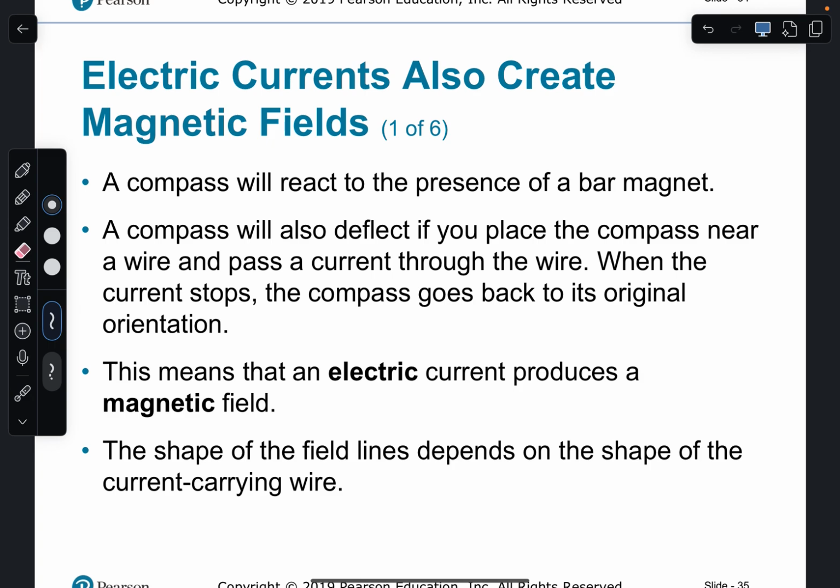A compass will react to the presence of a bar magnet, but it will also react to the presence of a current. When your phone is not plugged in anymore, you don't get a current to go through this, but this plug is not connected to anything.